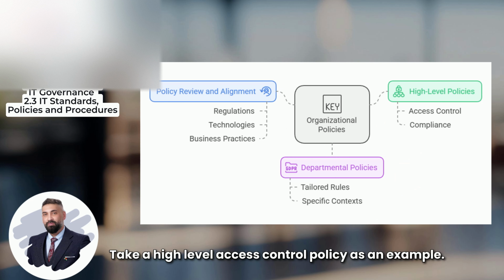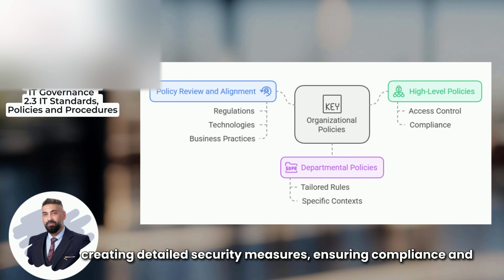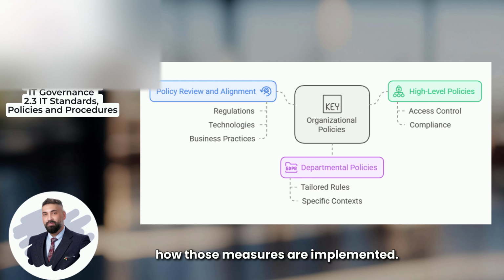Take a high-level access control policy as an example. "Information resources shall be controlled in a manner that effectively precludes unauthorized access." That single statement sets the stage for creating detailed security measures, ensuring compliance and managing risk, while simultaneously allowing flexibility in how those measures are implemented.